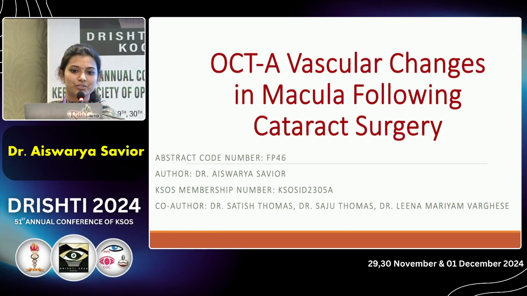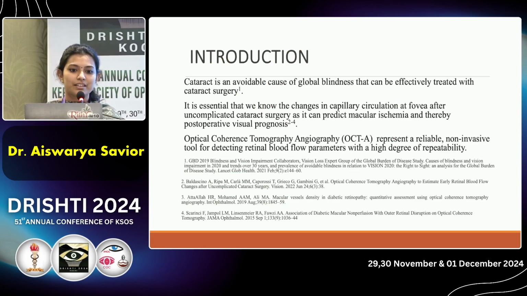So the topic is OCT-A, vascular changes in macula following cataract surgery. Cataract is an avoidable cause of global blindness that can be effectively treated with cataract surgery. It is essential that we know the changes in capillary circulation at fovea after an uncomplicated cataract surgery, as it can predict macular ischemia and thereby postoperative visual prognosis.